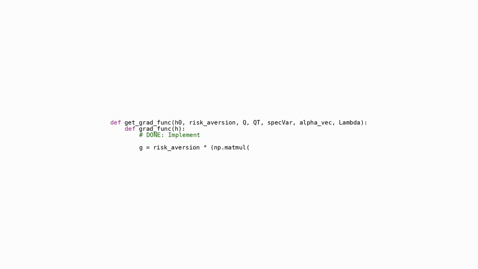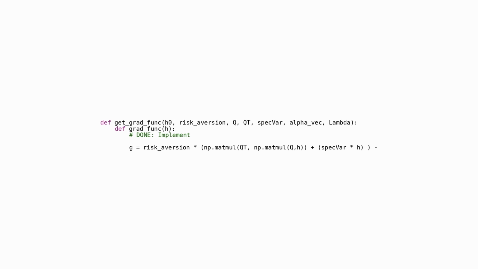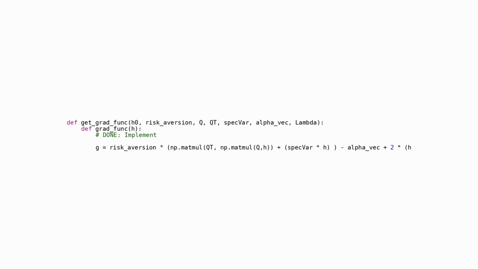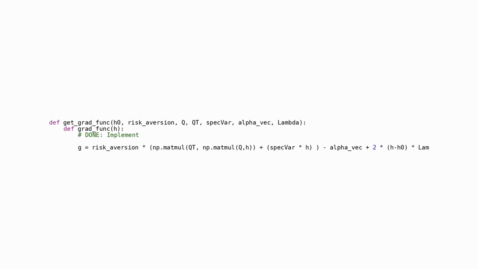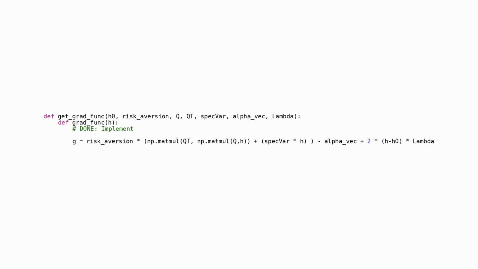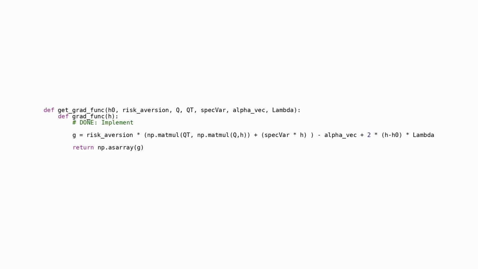The formula for the gradient G involves matrix multiplication with Q and its transpose QD, element-wise multiplication with the specific variance spec_var, and subtraction of the expected returns vector alpha_vec. It also has a regularization term that penalizes the difference from the initial holdings H0, scaled by 2 * lambda. Once instantiated, grad_func accepts a single argument h, presumably a vector representing current holdings in a portfolio, and computes this gradient based on the captured parameters. The result is a vector, and np.asarray(G) ensures the result is returned as a NumPy array, which can be used in optimization routines to iteratively adjust h towards an optimal portfolio.